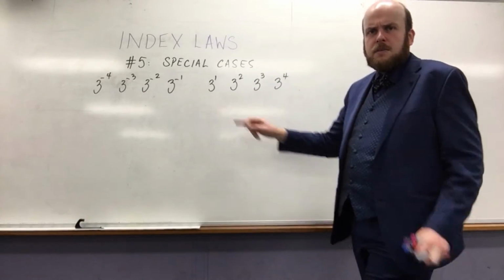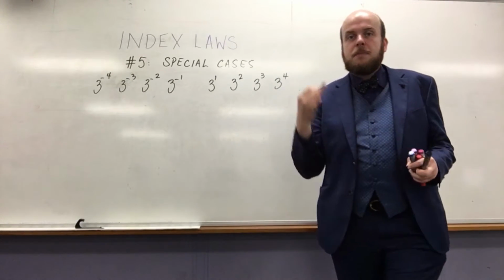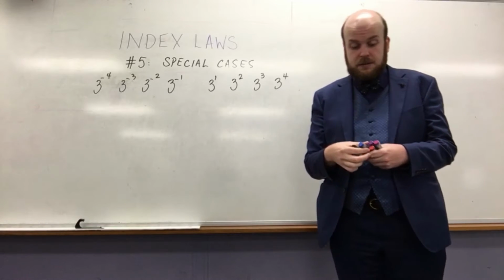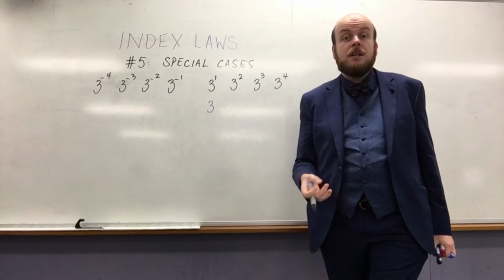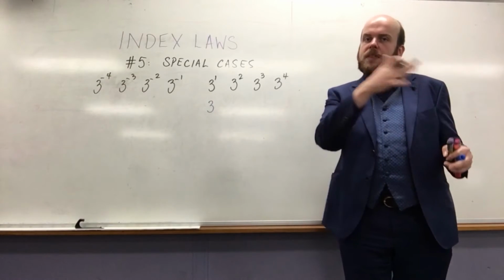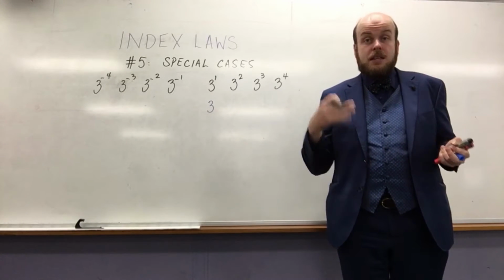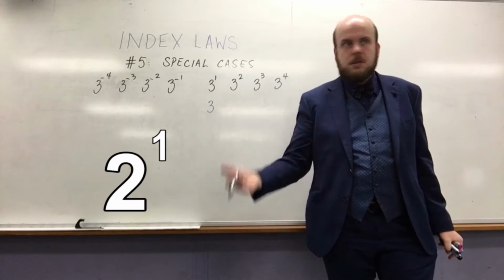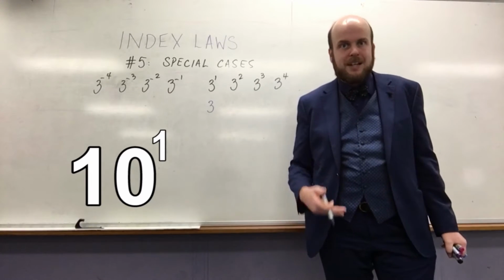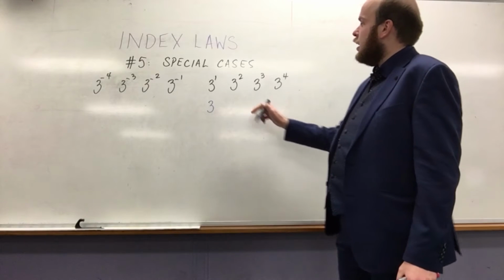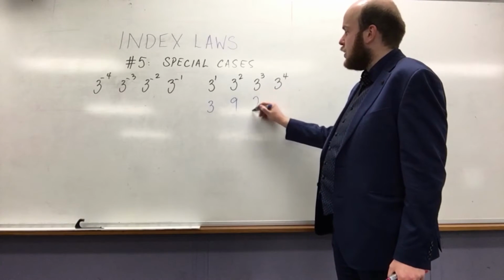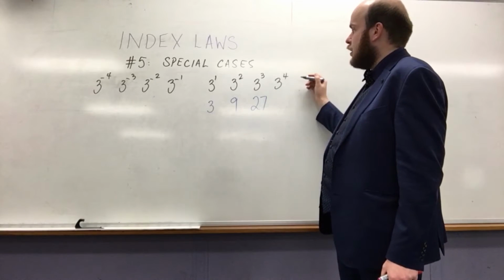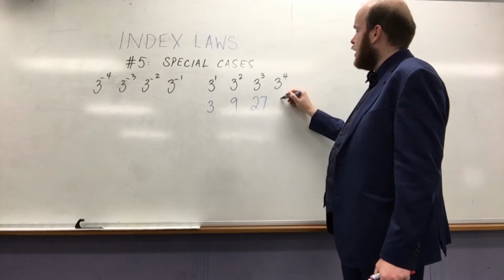What is 3 to the power of 1? Hopefully you might remember that 3 to the power of 1 is just the number itself. So that is 3. If you see a number without any power whatsoever, that's just the number itself. So 2 to the power of 1 is 2, 10 to the power of 1 is 10, that kind of thing. 3 squared, 3 times 3 is 9, 3 times 3 times 3 is 27, 3 times 3 times 3 times 3 is 81.